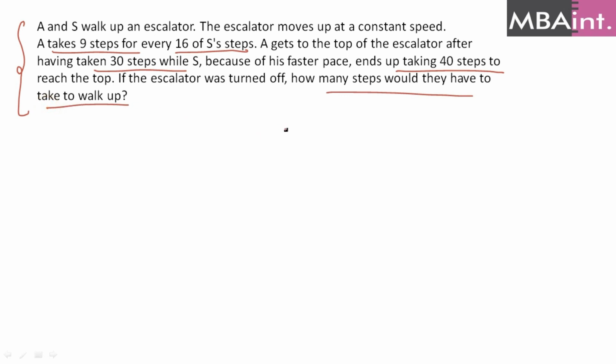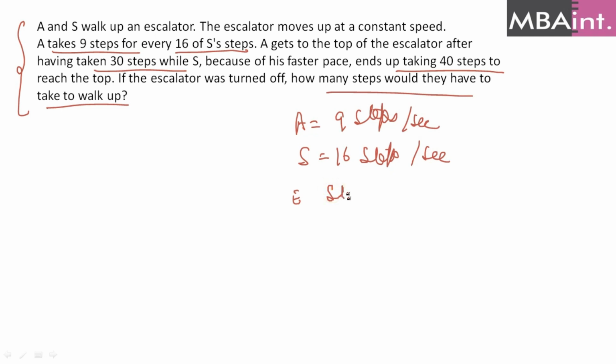Now, from here I can very well point out that A's speed is nothing but 9 steps per second and S's speed is 16 steps per second. Right? Okay. Now again, I'll take the escalator's speed as E only, so E steps per second. Now guys, I know that both of them are moving along the speed of the escalator. So the speed plus the speed of the escalator, okay?